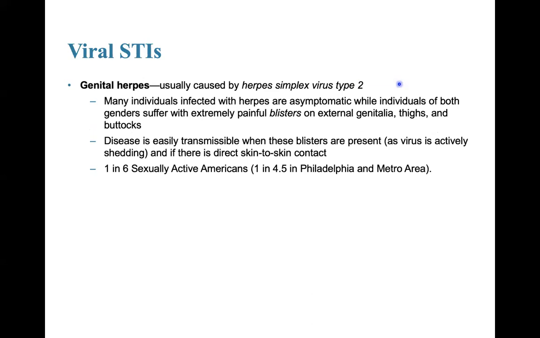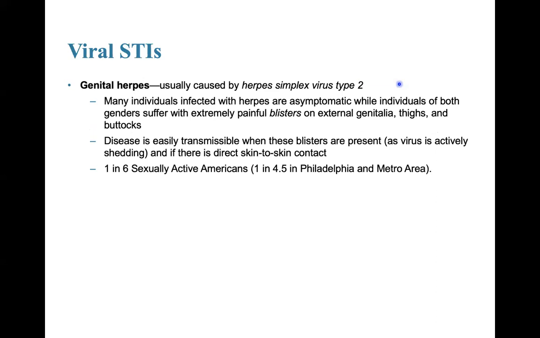Herpes is typically caused by herpes simplex virus type 2. There is also herpes simplex virus type 1, which most people are infected with, and that causes cold sores and fever blisters in the oral area. Many individuals infected with herpes are asymptomatic, while individuals of both genders may suffer extremely painful blisters on the external genitalia, thighs, and buttocks.